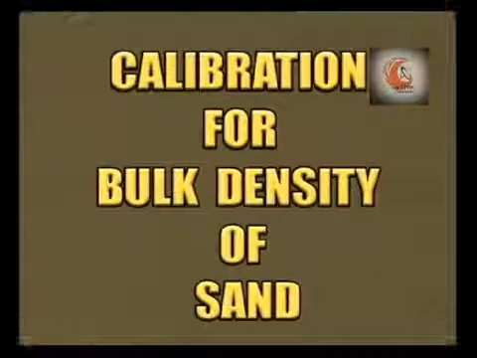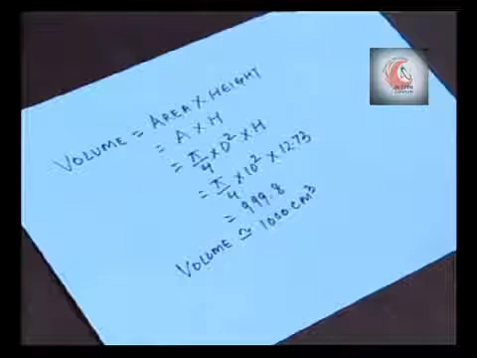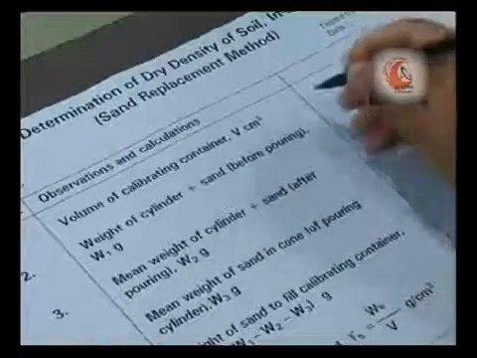To start with the practical, first of all, we shall determine the bulk density of the sand. For this purpose, we shall determine the volume of the calibrating container. Volume is equal to area into height, that is A into H, where area is equal to pi by 4 into d square. By putting the value of diameter equal to 10 centimeter and height equal to 12.73 centimeter, the volume of the calibrating container is approximately equal to 1000 centimeter cube. Record the volume of the calibrating container.